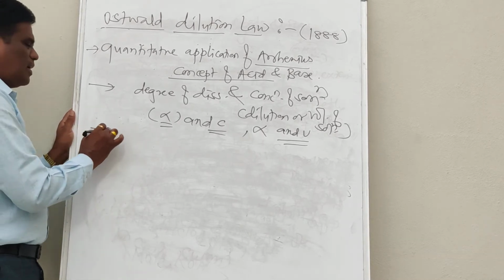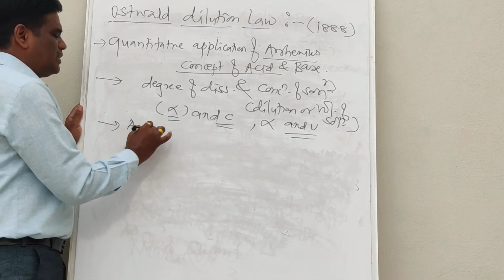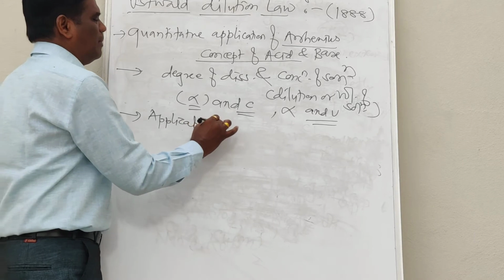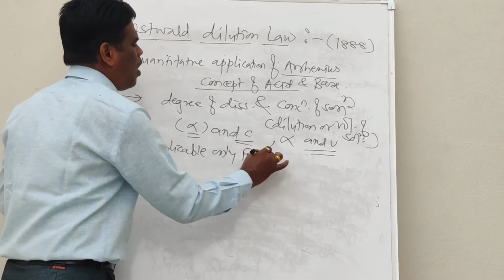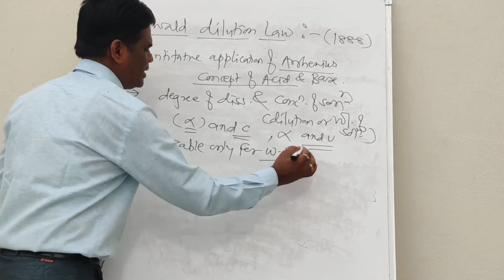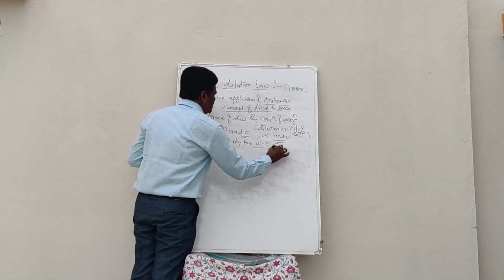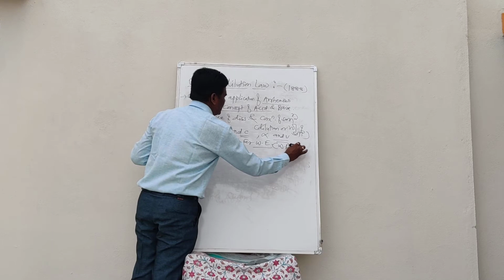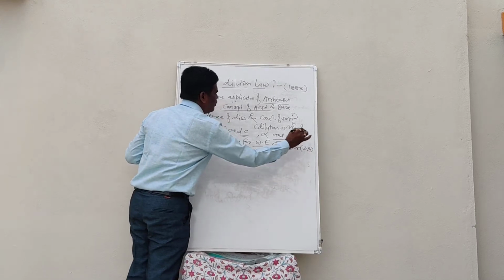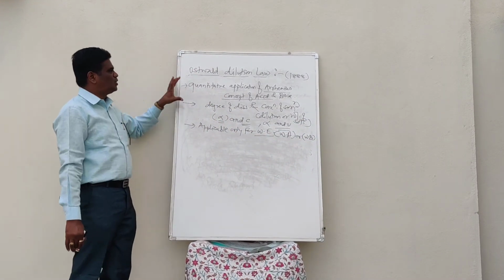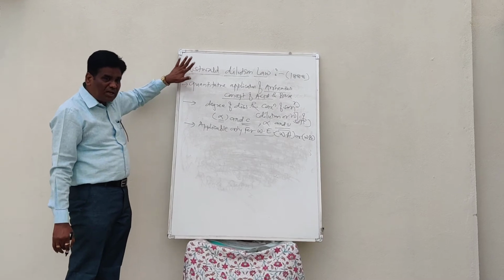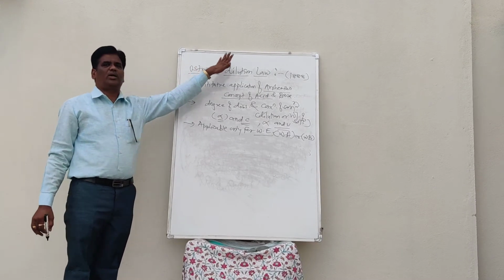Third point to remember: this law is applicable only for weak electrolytes, and only for weak electrolytes means maybe a weak acid or maybe a weak base. So in this way, first you have to remember the general information about the Ostwald dilution law.